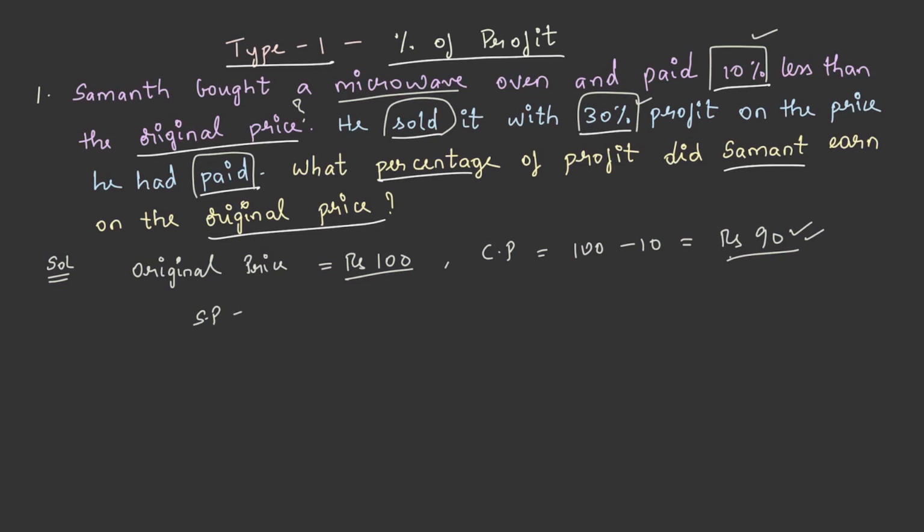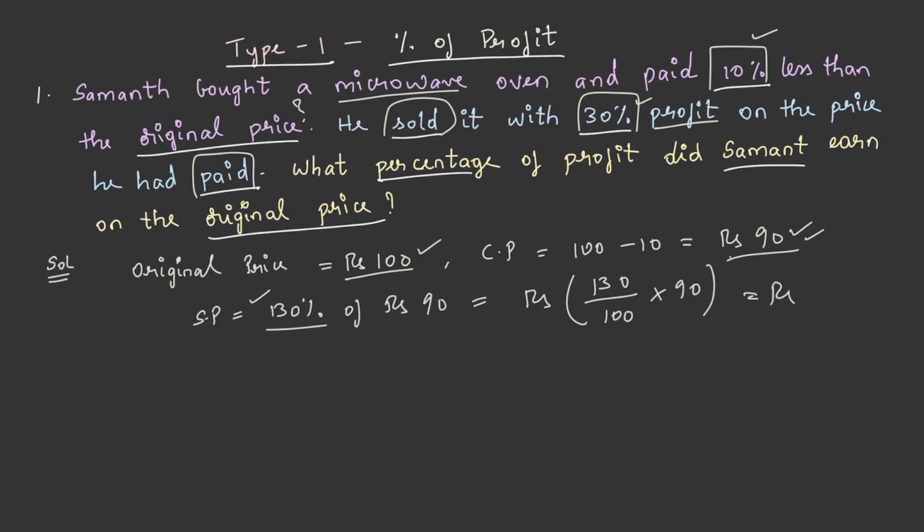So, selling price will be 130% of rupees 90. Because the original price itself is 100. If he is getting a profit of 30%, it should be 130. That is why I have taken here 130. Now on solving this, you'll be getting rupees 130 by 100 into 90, which will be equal to rupees 117.